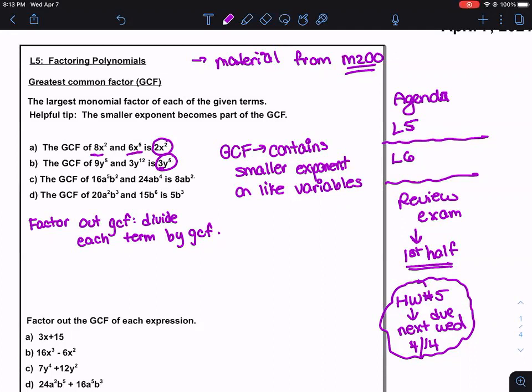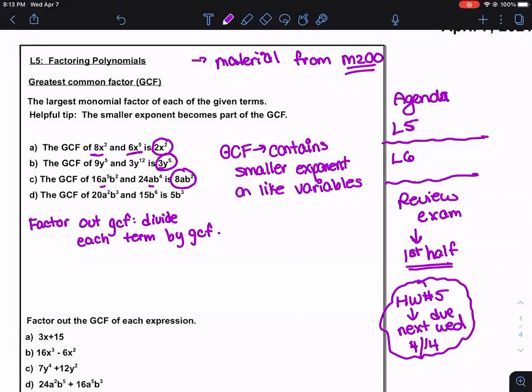when I get to the bottom examples there. For letter C, we have 16 and 24. So the largest value that goes into 16 and 24 is 8. 8 goes into 16 twice, 8 goes into 24 3 times. And now we have multiple variables. So guys, it is important that you go with one variable at a time. We have a to the 5 and a to the 1. So again, to reiterate, we always go with the lower exponent. So a to the 1 would be part of the GCF. And then we have b to the 2 and b to the 4. So b to the 2 is smaller than b to the 4. And so it's ab to the second power.